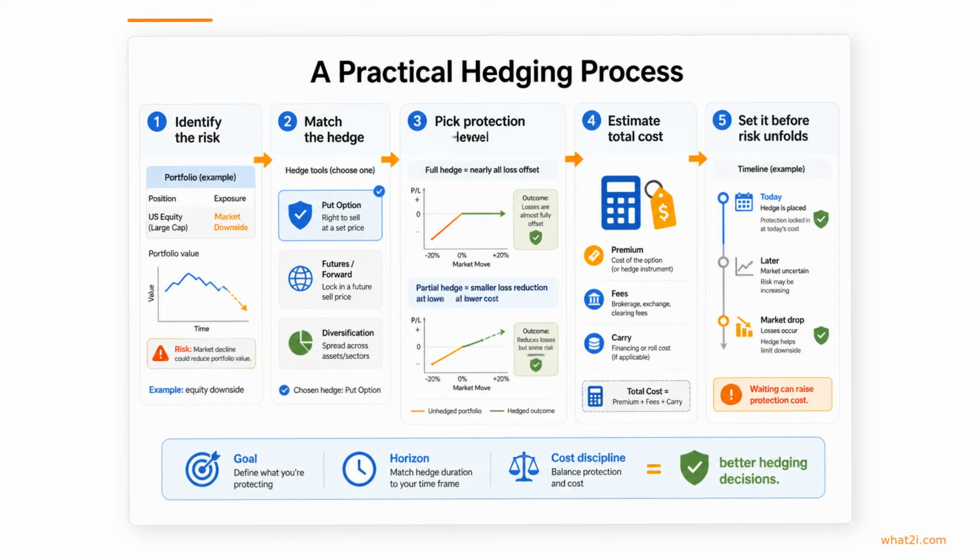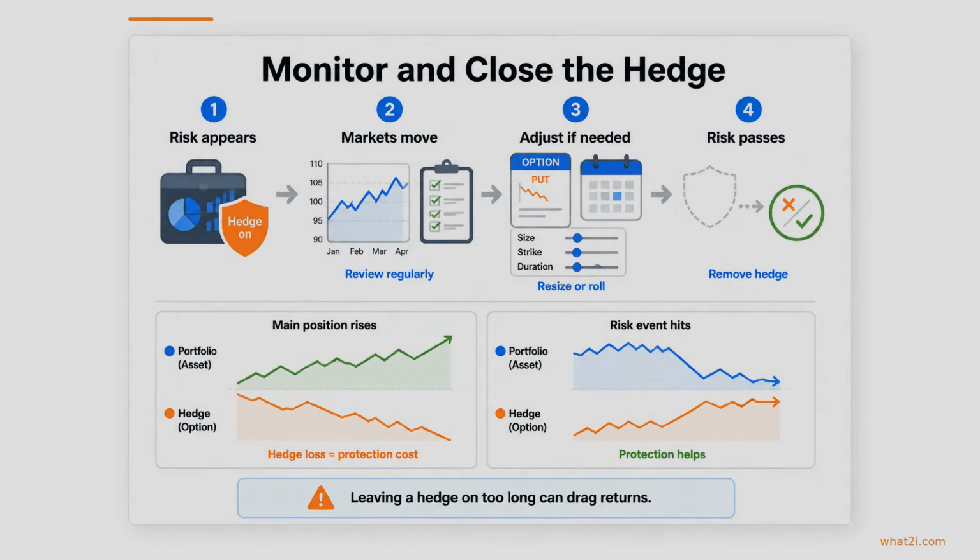Most importantly, establish the hedge before the risk event unfolds, because protection often becomes more expensive once fear is already in the market. A hedge is not always something you place once and ignore. Markets move, exposures change, and the hedge itself can lose effectiveness over time, especially with options that approach expiration. That means you may need to review the position, adjust its size, or roll it into a later maturity if the original risk window remains open.